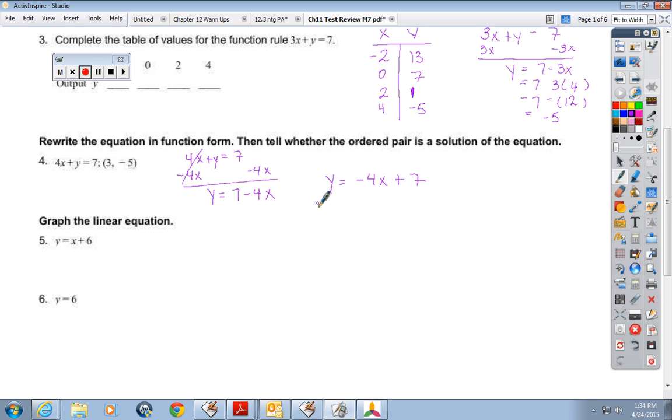Now what I need to do is go back and replace x with 3 and y with negative 5 to see if this is true. Is negative 5 equal to negative 4 times 3 plus 7? So I'm just asking a yes or no question.